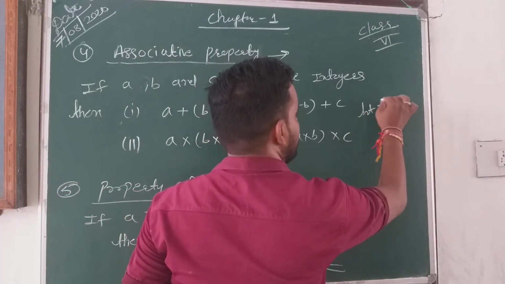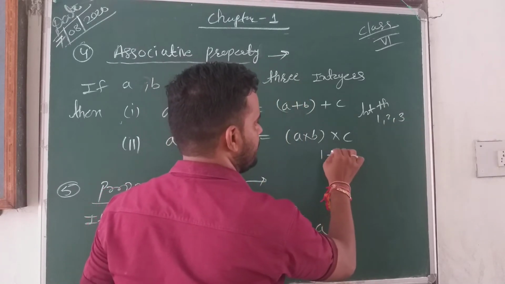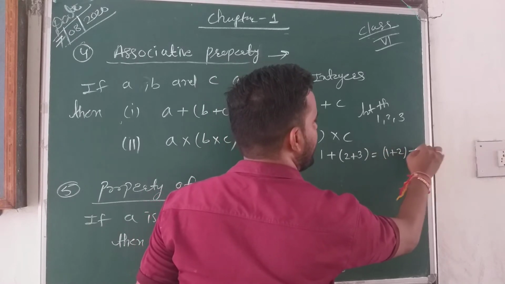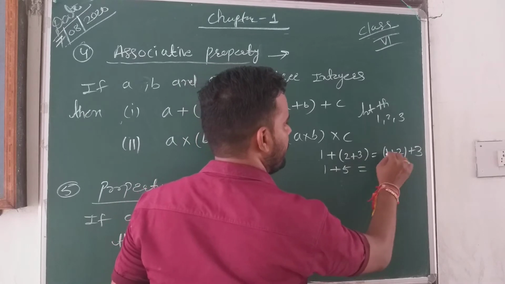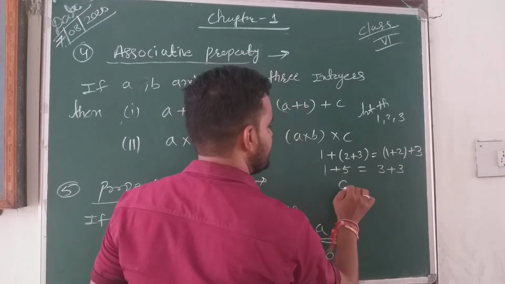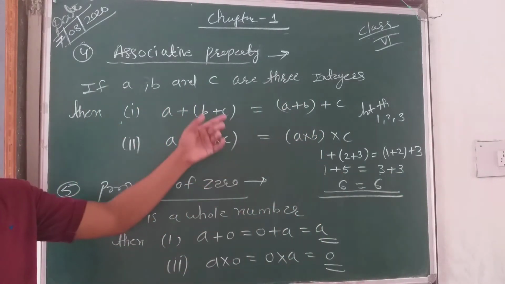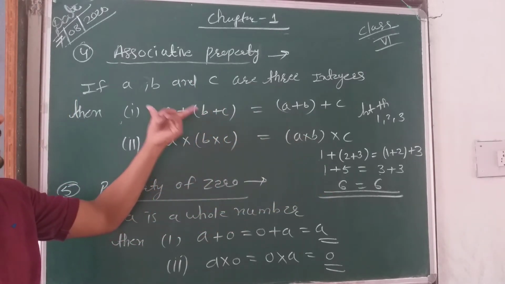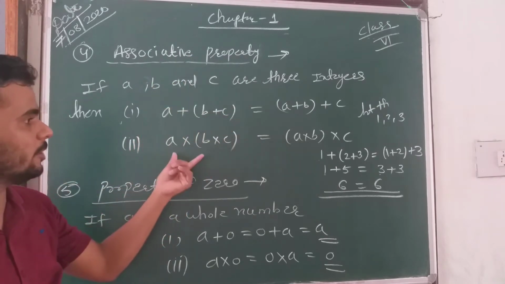Let the three integers be 1, 2 and 3. If we change the grouping, it means 1 plus (2 plus 3) and (1 plus 2) plus 3. So 2 plus 3 is 5, 1 plus 5 is 6; and 1 plus 2 is 3, 3 plus 3 is 6. So 6 equals 6. If we change the grouping, the result is also the same. So this is called the associative property of addition, and this is the associative property of multiplication.